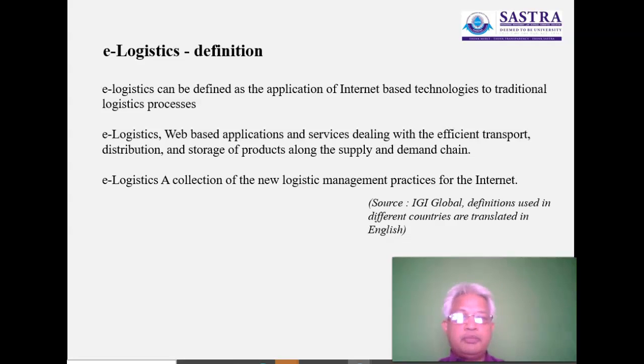So, we'll go to the last definition, which is a very simple one line, very holistic in nature. It's IGI Global that has defined it. And each country has defined e-logistics in its own way. I'll provide you a link. We can see the different definitions in Europe and in other countries, how they have defined it. E-logistics here is a collection of new logistics practices for the internet. And that says about everything.